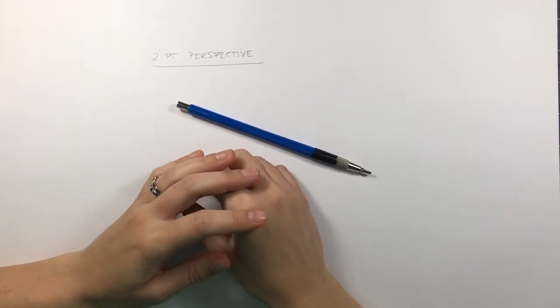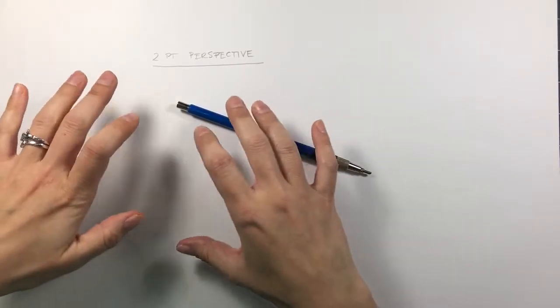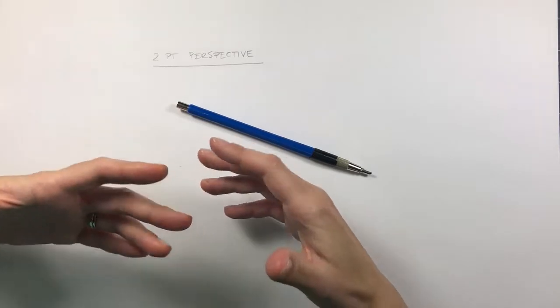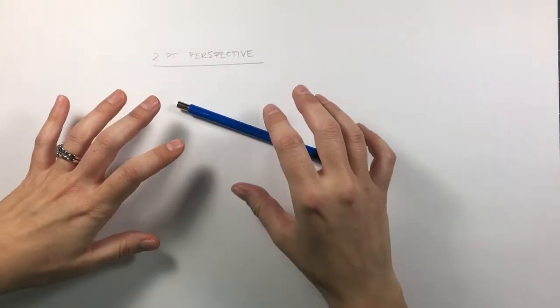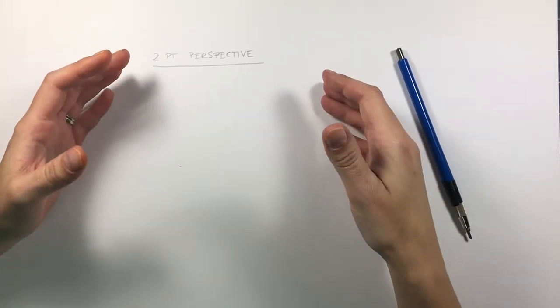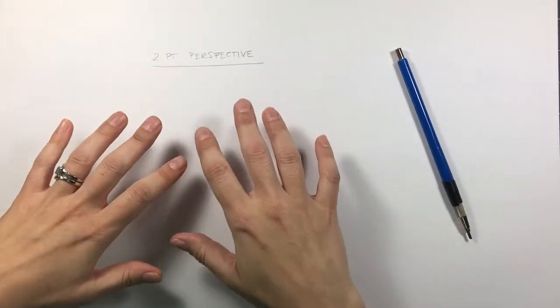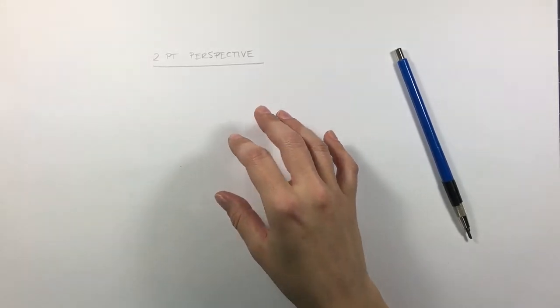Hello again. So now that we've covered 1-point perspective, I'm going to talk a little bit about 2-point perspective. This is where things are getting a little bit more complicated, but if you have a good grasp on how 1 point works, this should be a little bit easier. So what's the difference between 1 point and 2 point, other than the fact that there's more points? It really has to do with the object you're drawing and how it looks in relation to you.